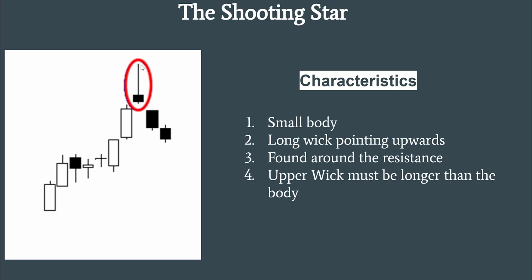Then the upper wick must be longer than the body, very important. So you can see the wick pointing upward, it must be longer than the body, right? Then it has little or no lower wick, and if you look closely, you discover that this particular candle has a very small lower wick. The previous hammer we checked had no upper wick. That's in the case of the hammer, but here we say this can have little or no lower wick.